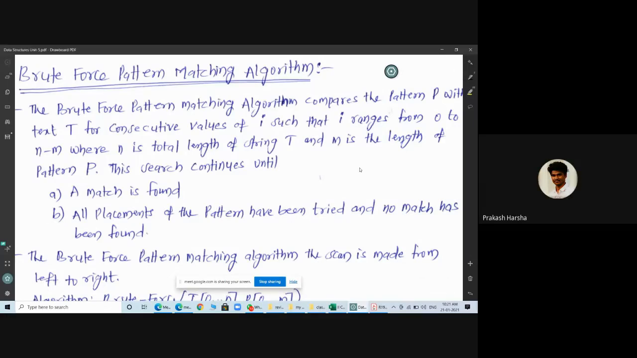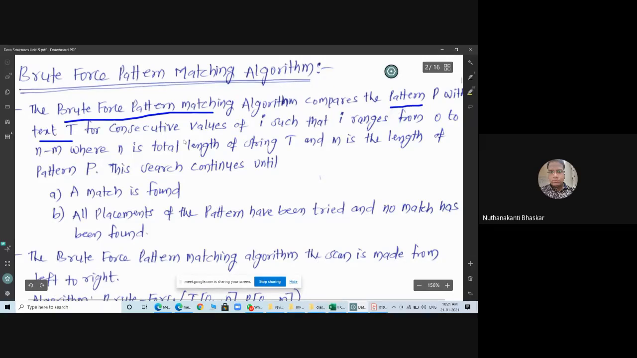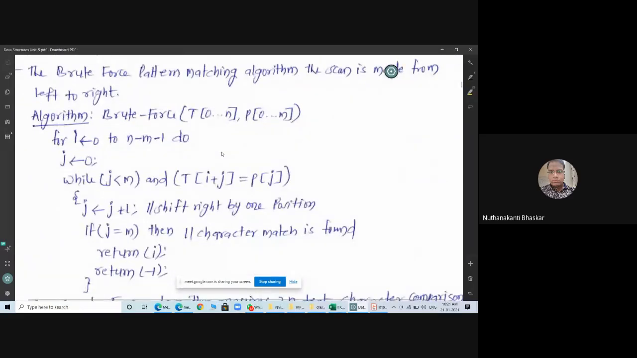In this brute force pattern matching algorithm, the pattern P is compared with the text T at consecutive values of i, such that i ranges from 0 to n minus 1. We already discussed this. N is the size of the text, M is the size of the pattern. Right? I have written a very simple algorithm here.